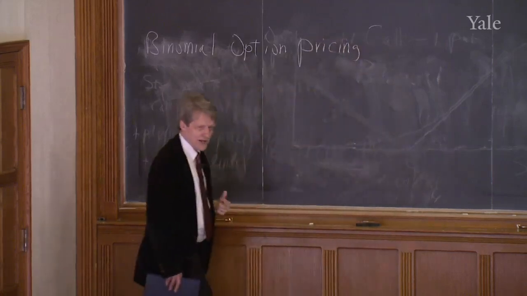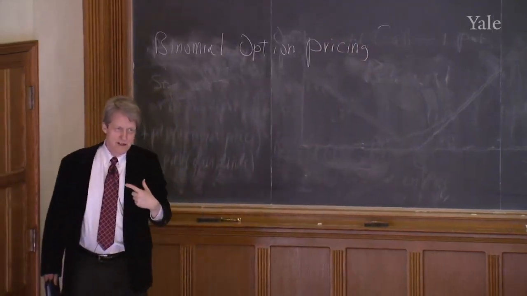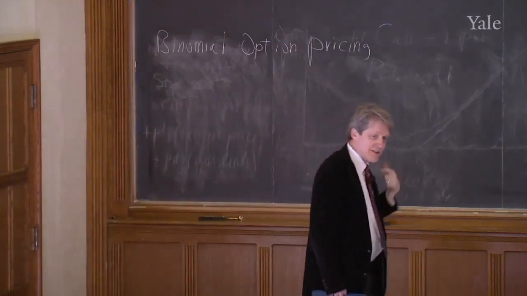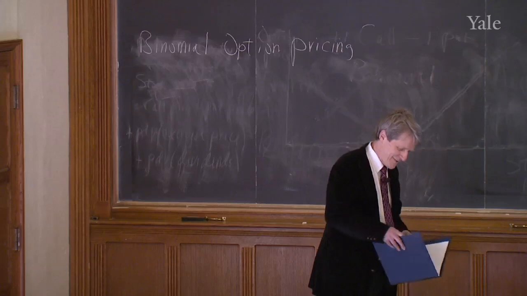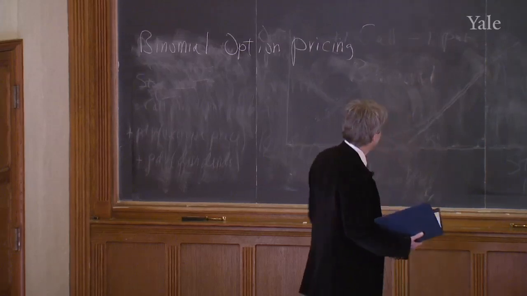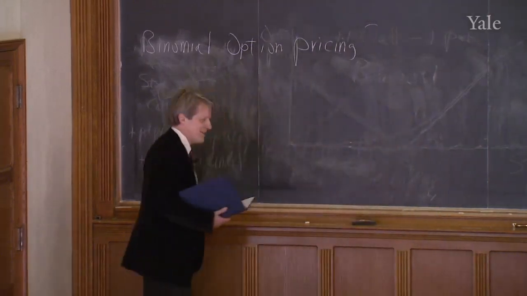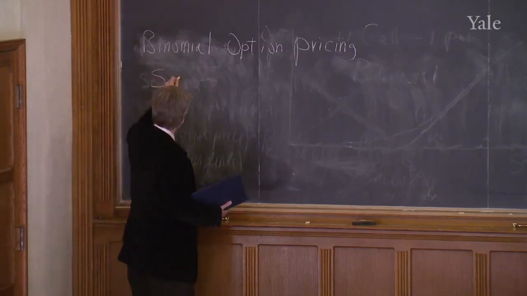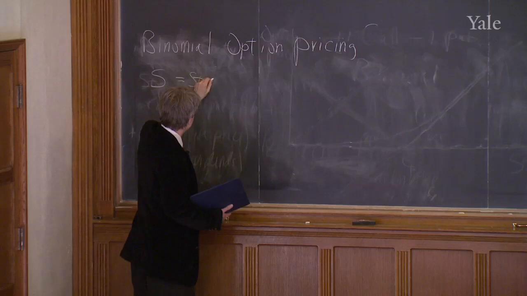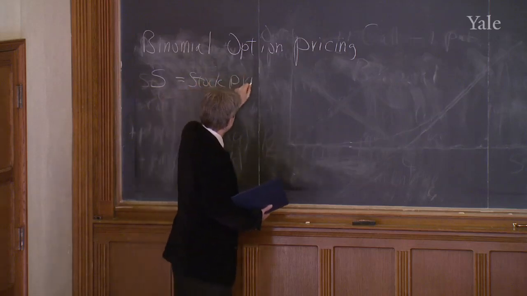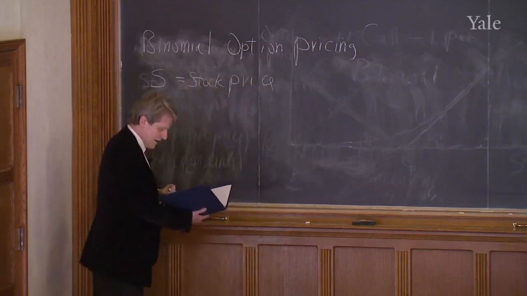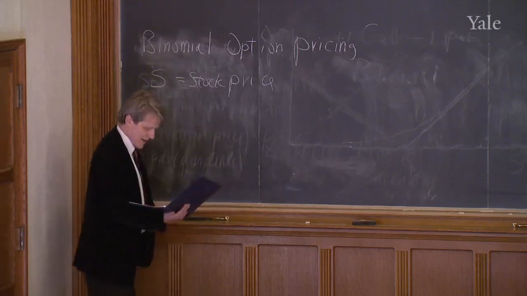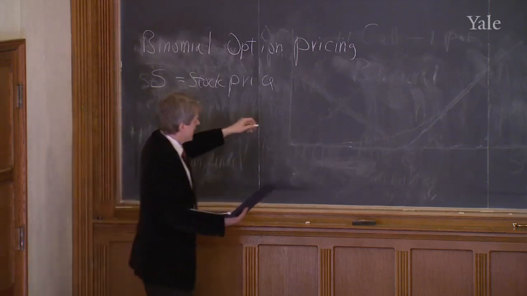To simplify the story, I'm going to tell a story about a world in which there are only two possible prices for the underlying stock. That makes it binomial. There are only two things that can happen: it can either be high or low. All right? So let me get my notation. I'm going to use S as the stock price, and that's today.